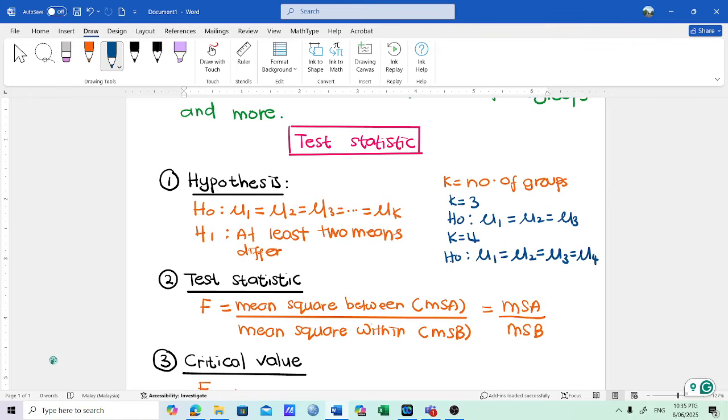The second step is the test statistic, TS, which you need to calculate if it is not given in the question. For ANOVA we use F, where F is equal to the mean square between, MSA, divided by the mean square within, MSB. The calculation will be shown later in the next video.